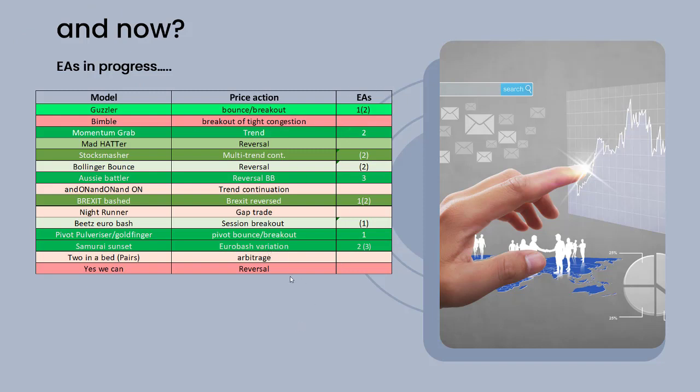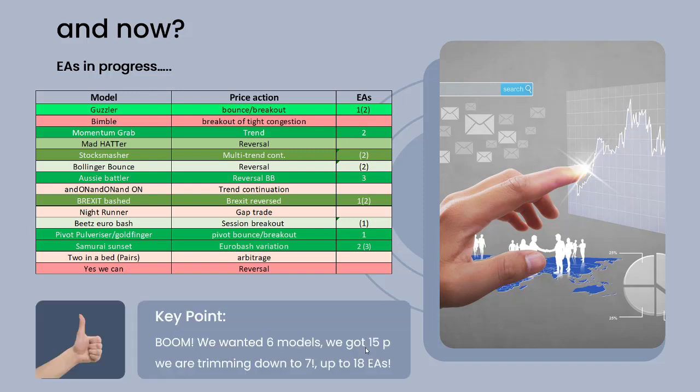And we've also included the price action. So we want different types of price action. Some are reversals, some are breaking out of a congestion, and some trend continuation. And then, of course, within that, there is the opportunity to accumulate or just do one trade a day or one trade at a time. So the bottom line was, boom, we wanted 6 models, we got 15 that were actually in the process of development.